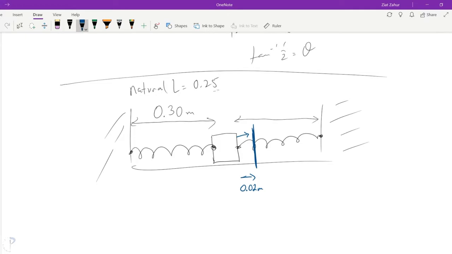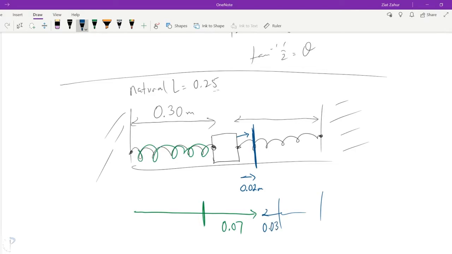And when you do that, you've actually stretched the first one by, remember, it was already stretched by 5 centimeters or 0.05. Now you're going to the right by 0.02. You're going 0.07 for the one on the left, this green spring. But the right one is only stretched by 0.03. Remember, originally both of them were 0.05, but because you're going closer to the blue spring, the blue spring is only stretched out by 0.03.